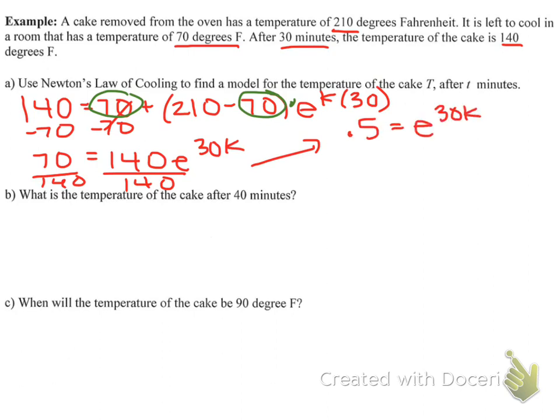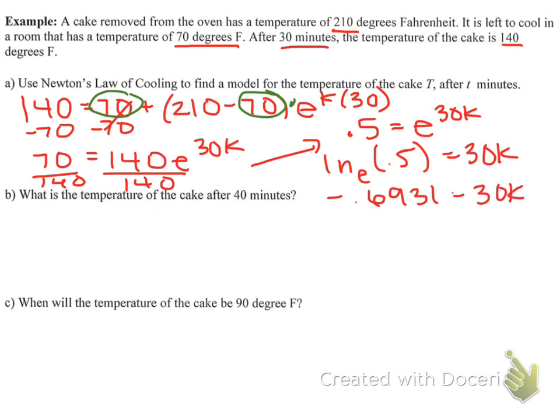Now we're going to put this in logarithmic form, and we're going to use our calculators to get the natural log of 0.5, which is negative 0.6931, equal to 30k. Divide both sides by 30, and our k value is going to equal negative 0.0231. So this is now the k value that we're going to use for all the problems.